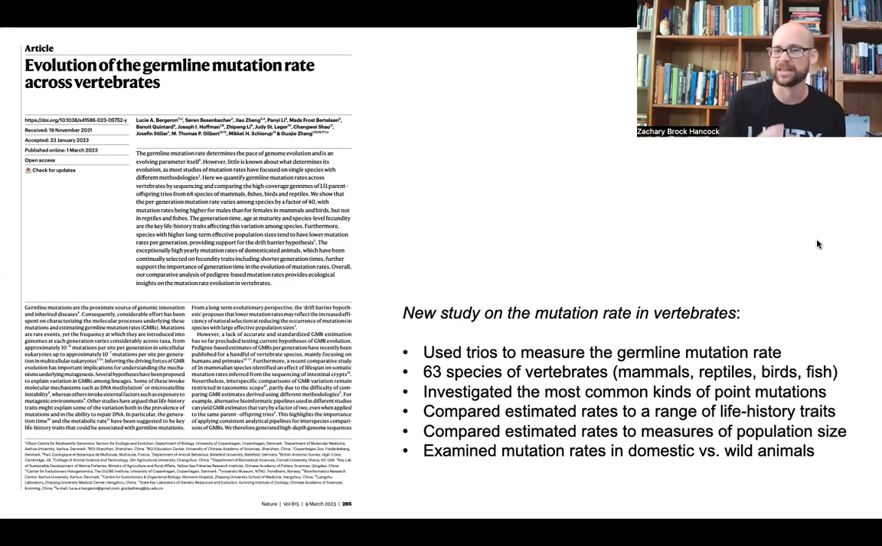They also looked at their mutation rate estimation in relation to different life history things. So, like I was talking about before, the average age of the parent at reproduction, what is your generation time, those sorts of things. They also were able to compare their mutation rates across measures of population size, so looking at the impact of selection, just like we were talking about. And then finally, they also looked at the differences in mutation rates between domestic organisms and wild animals. So that was a kind of neat thing that they were also able to do.